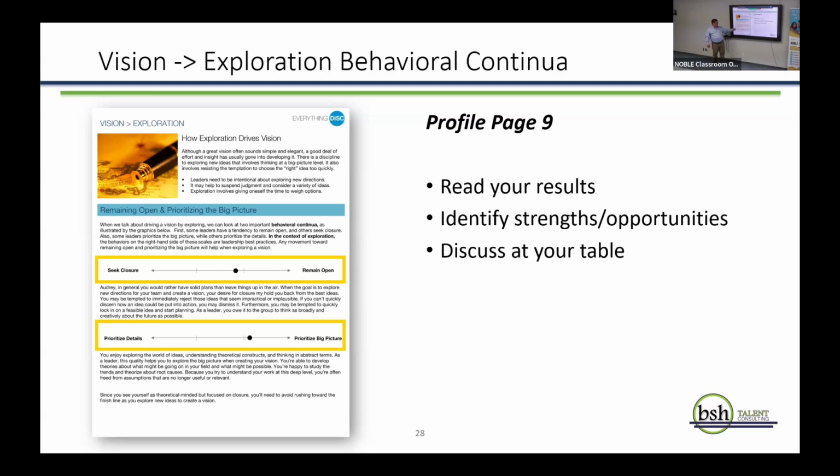And then the bottom one is prioritizing details versus prioritizing big picture. When you're creating vision, that's when we want to do the big picture. When we're executing, maybe the big picture isn't quite as important, but when we're thinking about vision, that's where we're trying to go. So just read your results, think about any opportunities you might have, and discuss them with your neighbor. Just a couple of minutes, so go through it pretty quickly.